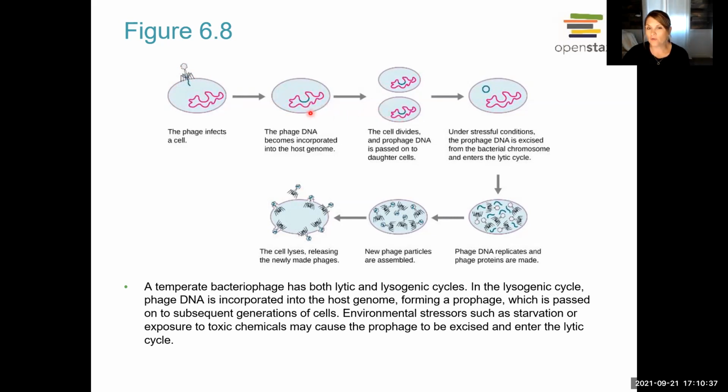So now the only way it can replicate is if the host replicates. Okay, so one cell goes to two cells, and you can see now there's two copies of the host DNA, but there's also two copies of the prophage, right? You can still see the green there. That's the viral genome. Now, under different conditions, whether it's stressful, something's going to change, and the prophage is going to pop out from the bacterial chromosome and enter the lytic cycle.